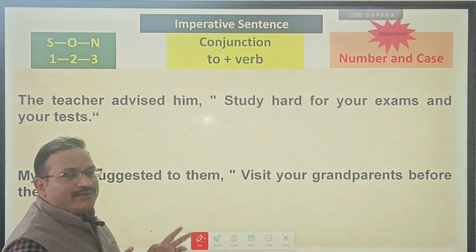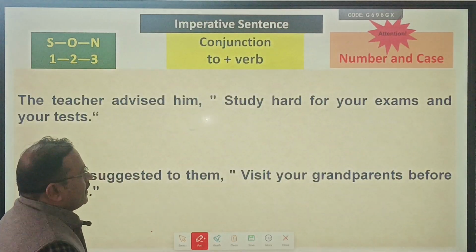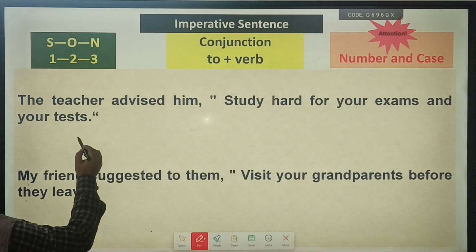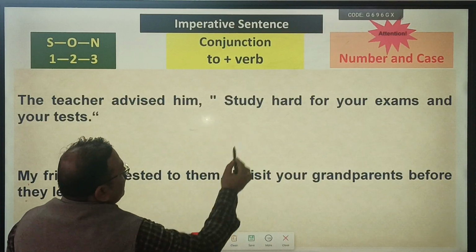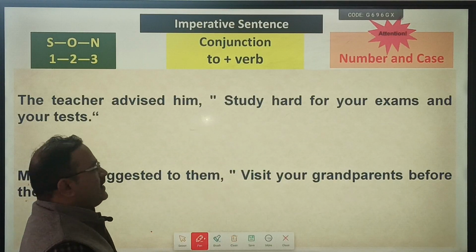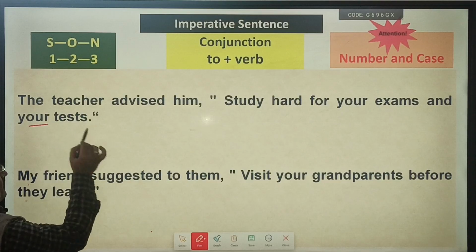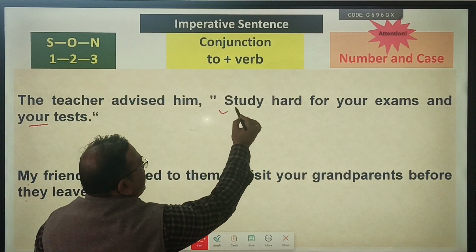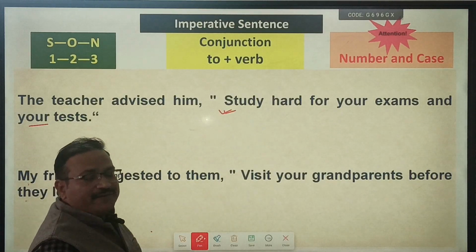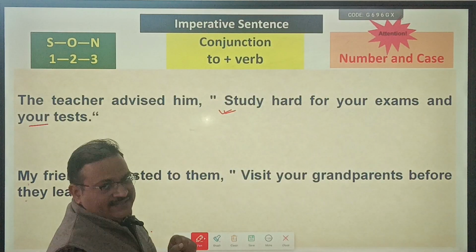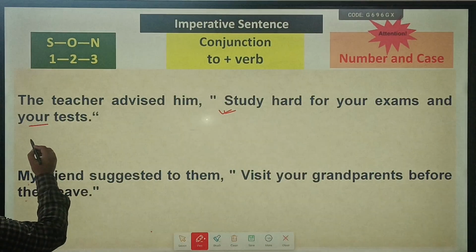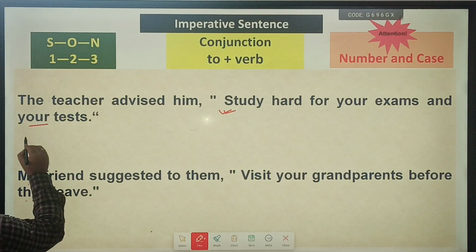Friends, again, we have two more sentences. Let us try these two sentences also. The teacher advised him, study hard for your exams and your test. The sentence is beginning with helping verb, so it is imperative sentence. It's an advice. Let us change this sentence into indirect speech.